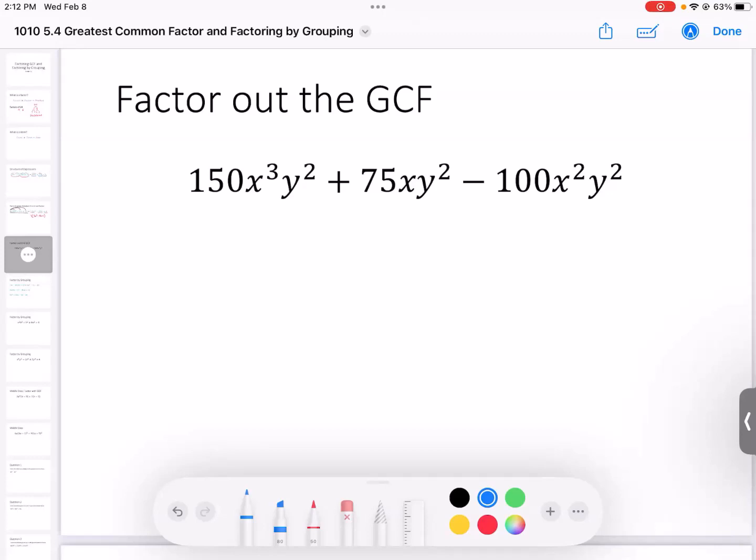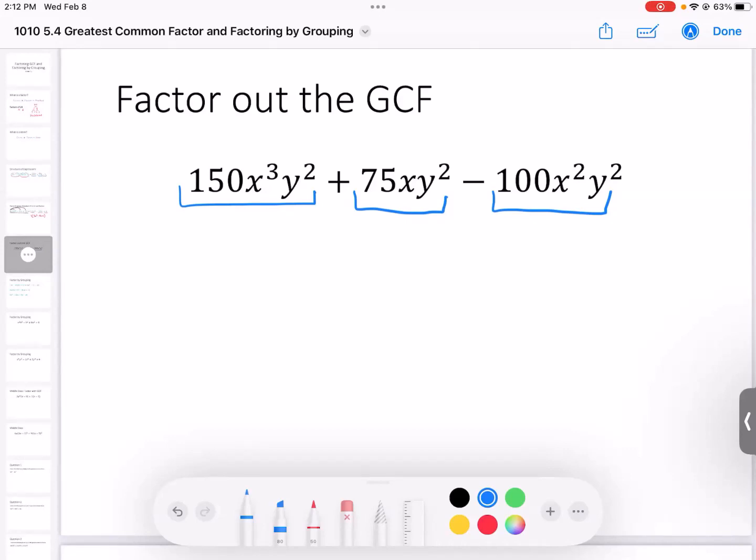All right, so when we look at this one, we have 3 terms that are being added or subtracted together. And when I look at those 3 terms, what do they all have in common? They all have a what? Yep, they have a 5. Is there any bigger number that they also have in common? What would it be? Yep, 25. They would all have that in common.